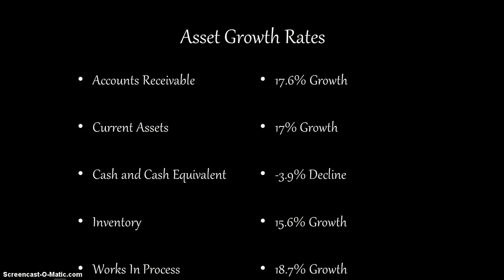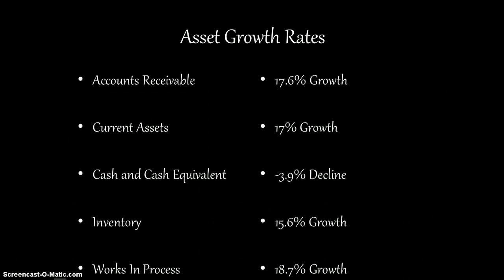So this slide is asset growth rates. We're going to talk about accounts receivable, current assets, cash and cash equivalents, inventory, and work in process. So Procter & Gamble shows a 17% growth in current assets from the year 2010 to 2011. Now the increase in current assets can most likely be attributed to a strong year of net sales. While cash and cash equivalents are down 3.9%, accounts receivable are up 17.6% from 2010.